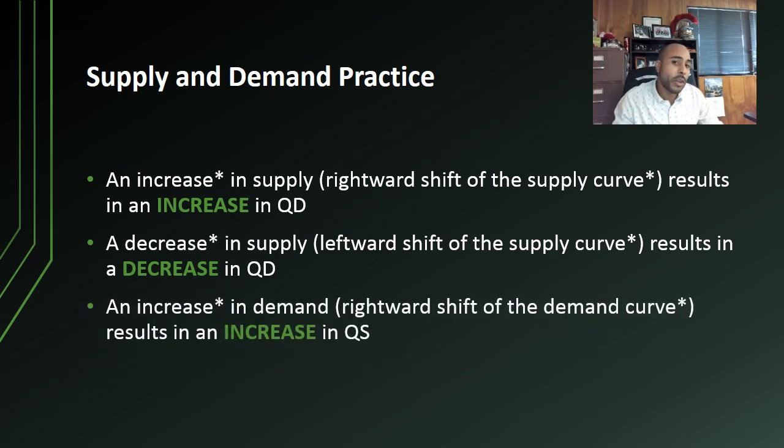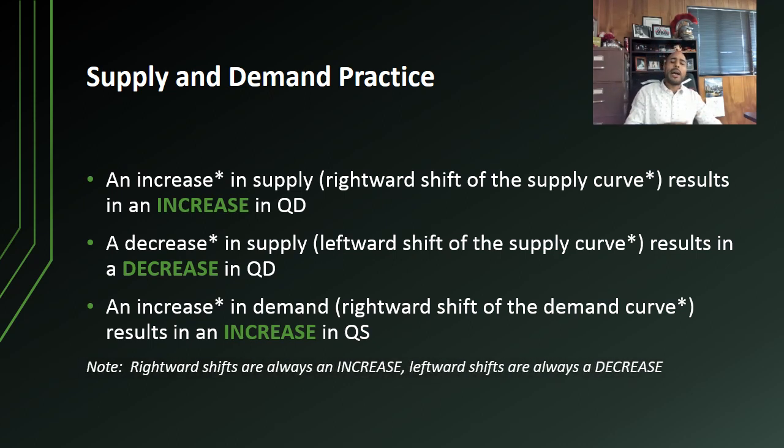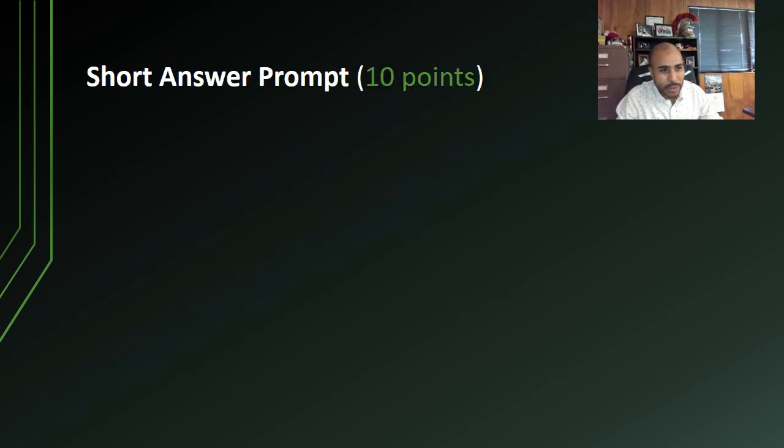Well, that's a rightward shift of our demand curve. That's going to result in an increase in our quantity supplied. Okay, just imagine that demand curve shifting to the right. When the demand curve shifts to the right, the price increases. And so we know that when price goes up, quantity supplied also goes up. Remember, that's part of the law of supply. So these parts should be pretty easy. Just make sure that you're very comfortable with what happens to quantity supplied or quantity demanded if either supply or demand increases. All right. Now, just in case you forgot, I threw this in last minute, right? Remember, rightward shifts are always, always, and forever an increase. Leftward shifts are always, always, and forever a decrease.